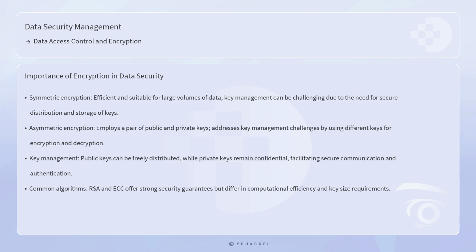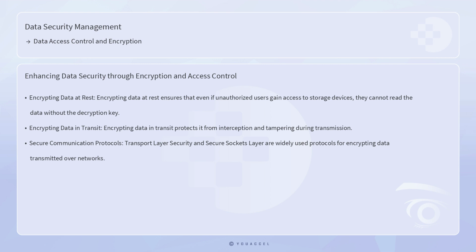Common asymmetric encryption algorithms include RSA and ECC, both of which offer strong security guarantees but differ in computational efficiency and key size requirements. The integration of encryption with access control mechanisms enhances overall data security. For instance, encrypting data at rest ensures that even if unauthorized users gain access to storage devices, they cannot read the data without the decryption key. Similarly, encrypting data in transit protects it from interception and tampering during transmission. Transport layer security and secure sockets layer are widely used protocols for encrypting data transmitted over networks, providing secure communication channels for web traffic, email, and other applications.